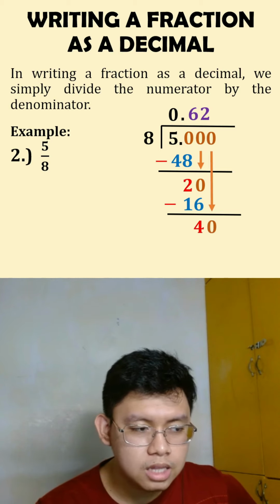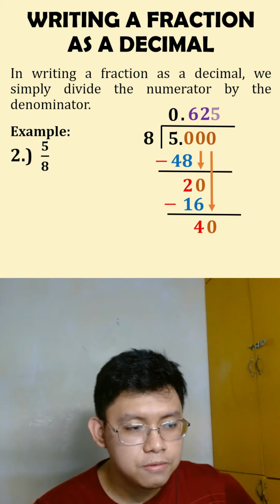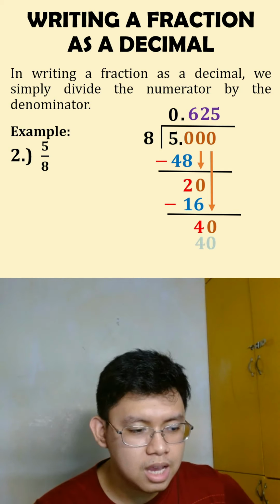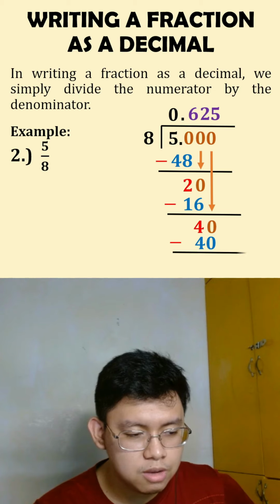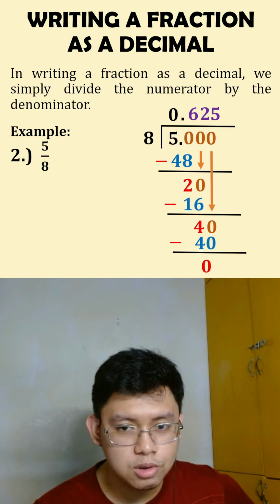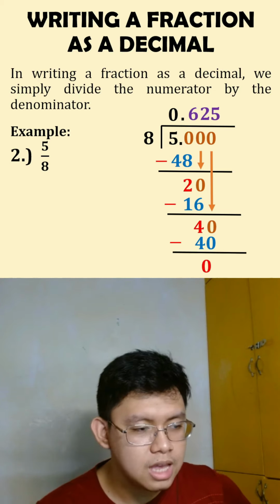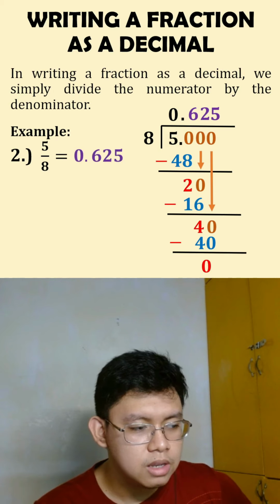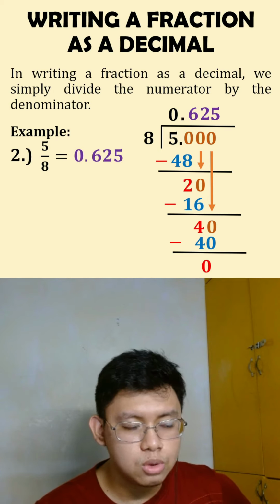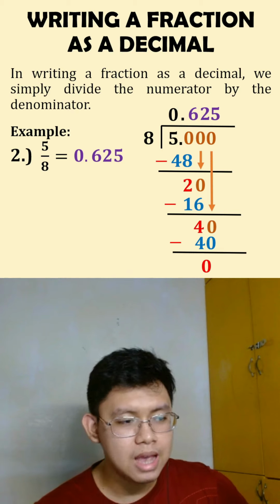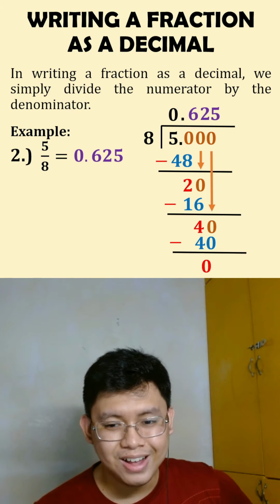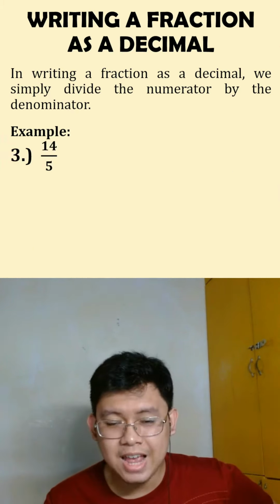Then, 40 divided by 8, that will be 5. And 5 times 8 is 40. 40 minus 40 will give us 0. So, yung decimal form ni 5 over 8, that will be equal to 0.625. And that will be our conversion. Alright, tada! Okay, let's have this example.